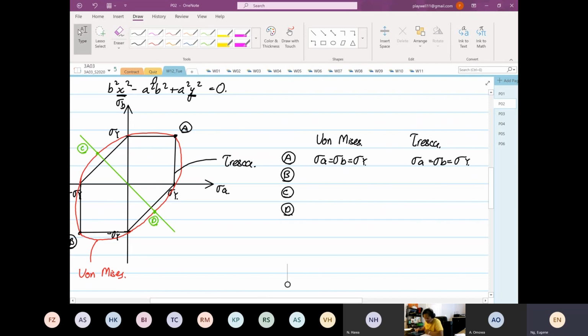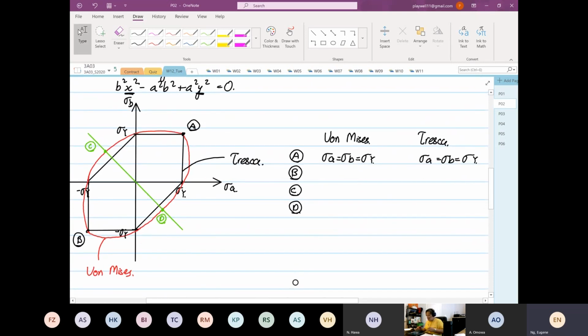And then if we look at point B on the stress A, stress B graph, you also see that stress A is equal to stress B is equal to minus stress U for von Mises, right? They have the same point, and then we have stress A is equal to stress B, and this is equal to minus stress U. Now, if we look at point C now, right?